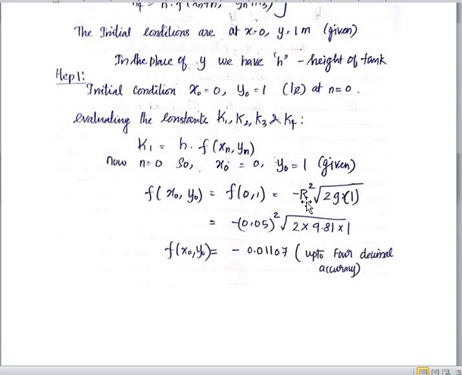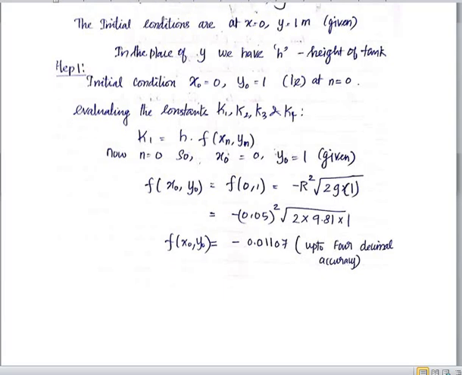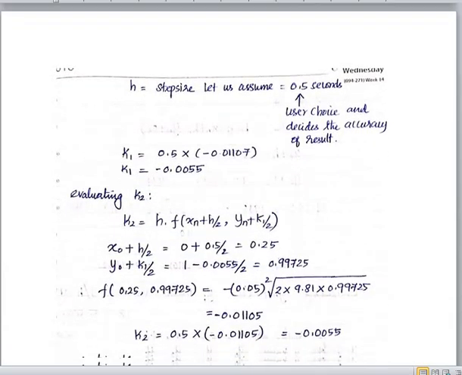So anyway, you don't have to worry about that value, which is already given. It is a constant value. And g is 9.81, the gravitational constant. On doing this, we will get the value of function f of x0 comma y0 as minus 0.01107. So in the numerical solution, we have a habit of finding the answer up to 4 decimal accuracy. Why? Because numerical solutions are considered approximate methods when compared with analytical solutions.